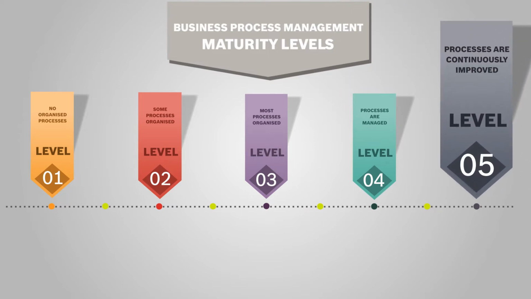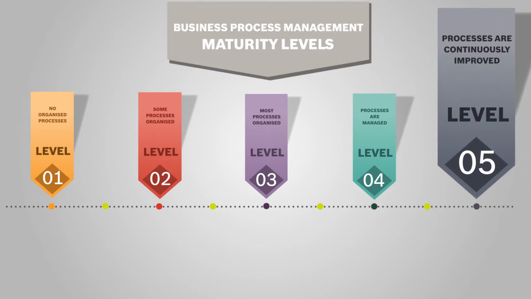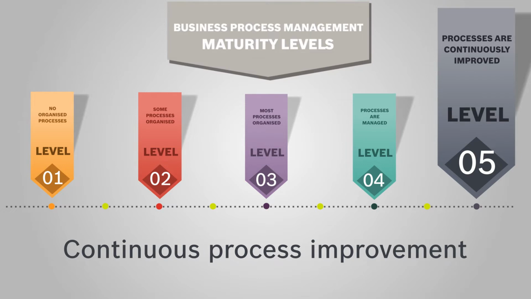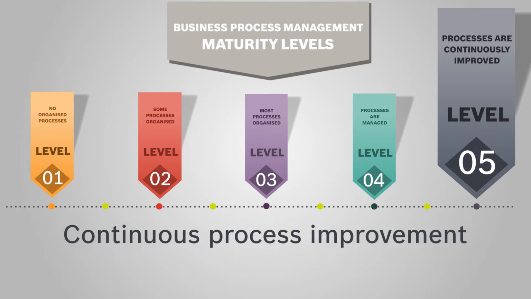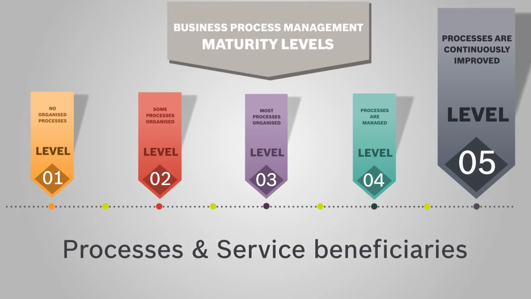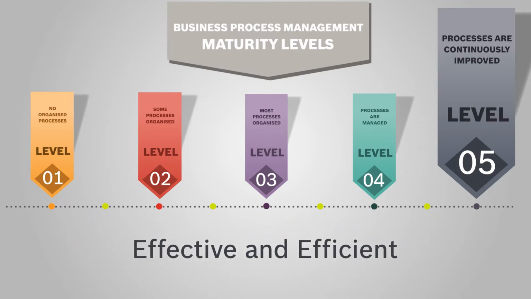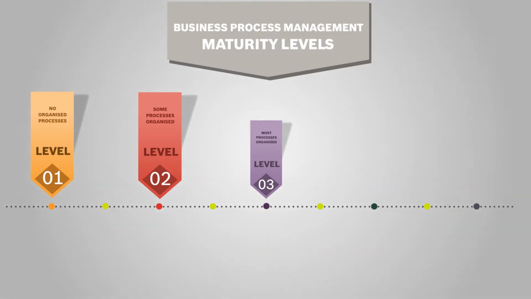Level 5. Processes are continuously improved. Institutions maintain their already excellent processes and have teams that focus on continuous process improvement, using data derived from processes and from service beneficiaries to assure that their processes remain as effective and efficient as possible.